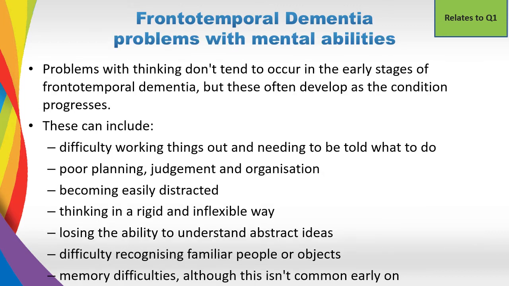Problems with thinking. So these don't tend to occur in the early stages, but can occur as the condition progresses. So the person might have difficulty working things out and need to be told what to do. They might be very poor at organising. They could be easily distracted. They might be rigid and inflexible, not able to think outside the box. They might lose the ability to understand abstract ideas, so things that aren't factual. They might have difficulty recognising their family. They might have memory difficulties, but this is not a common symptom early on.